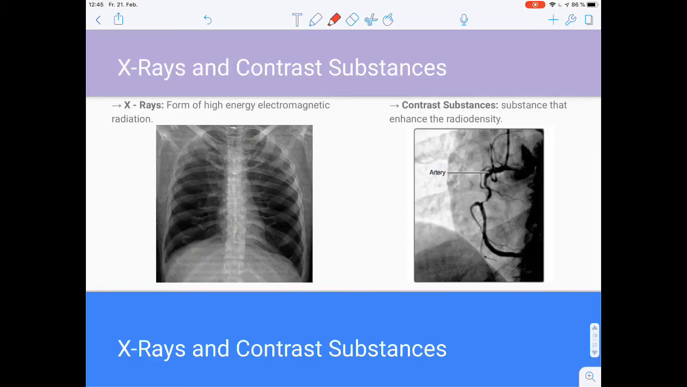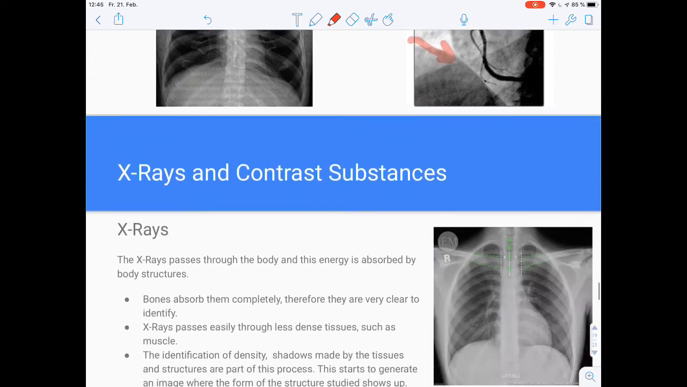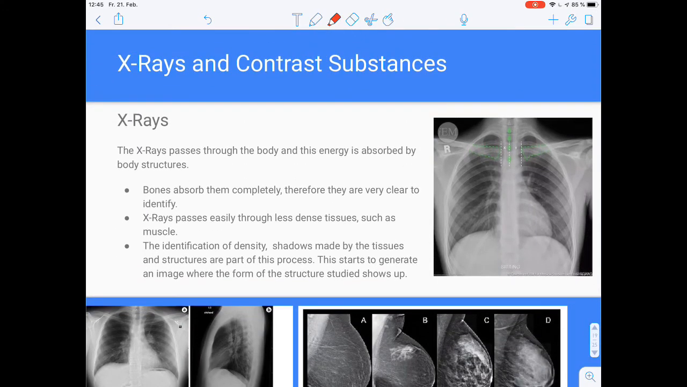About X-rays and contrast substances. X-rays are a form of high-energy electromagnetic radiation, and a contrast substance is an agent that enhances the radio density, shown like in this picture. The X-rays pass through the body, and this energy is absorbed by the body structures. Bones absorb them completely, therefore they are very clear to identify. The X-rays pass easily through less dense tissues such as muscle. The identification of density, shadows made by the tissues and structure are a part of this process. This starts to generate an image where the form of the structure studied shows up.